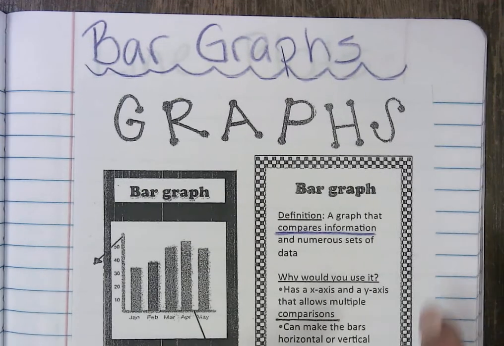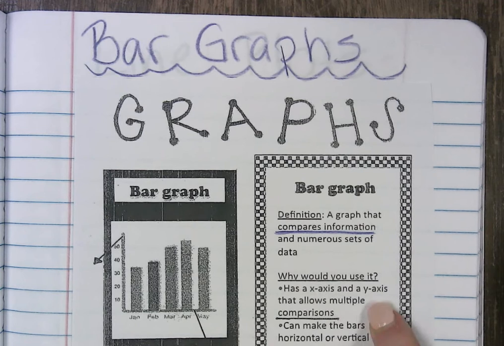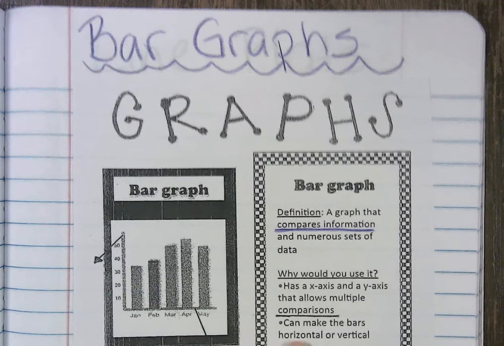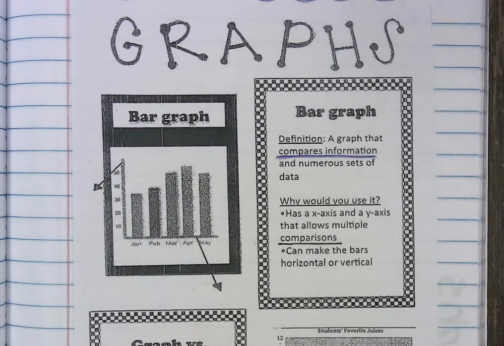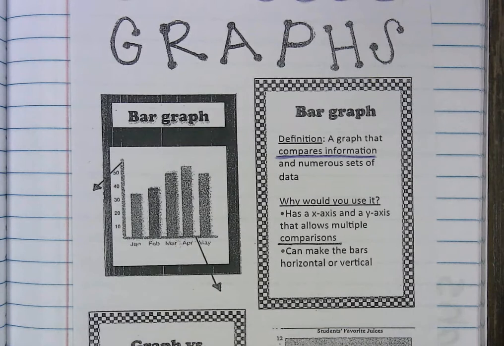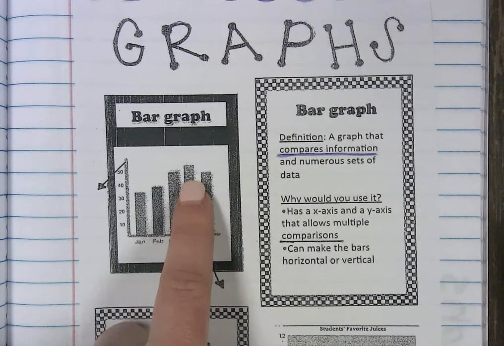A bar graph is just a graph that compares information. Why would we use it? Well, it's just easy to see the comparisons. Another note to make is the bars can be horizontal or vertical. Most of the time, the bars are going to be going up and down, vertical. Again, the reason why we use bar graphs and they're very popular is because your eyes can quickly see, oh, well, this bar is way taller, so that has the most.